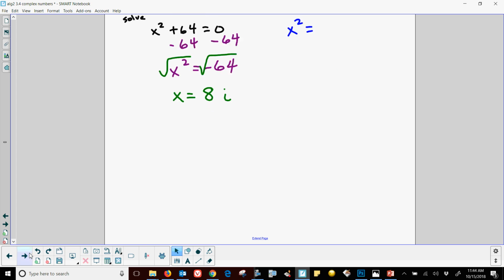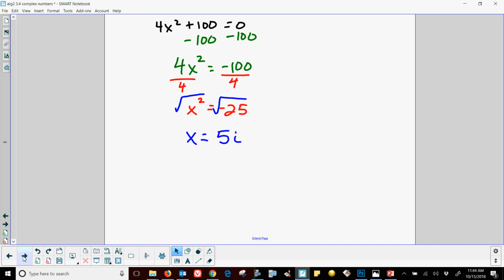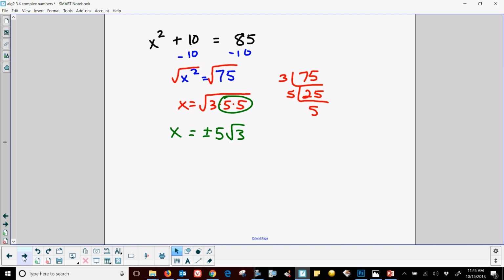That was about it for those. Not too terribly bad. Just remember, when you are solving, make it to where it says x equals. The goal is to get x squared equals and then square root both sides. So subtract the 64 over, then square root. Because it's a negative inside, we don't really worry about the plus or minus. I mean, technically it could be plus or minus, but same thing here. Subtract the 100, divide by 4, square root both sides, get an answer. When you can't evenly square root, then you just simplify like we did.